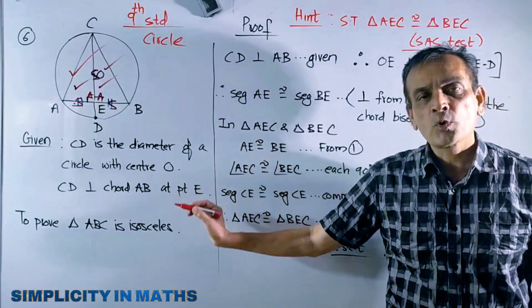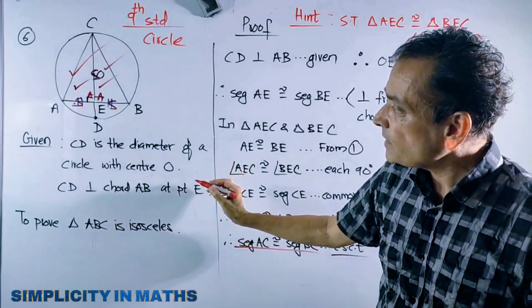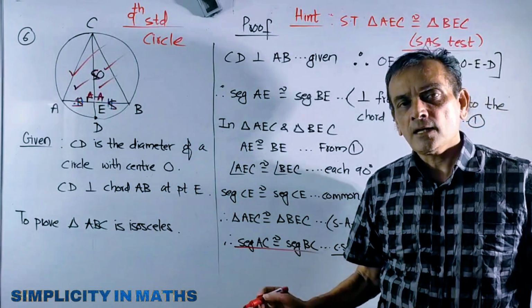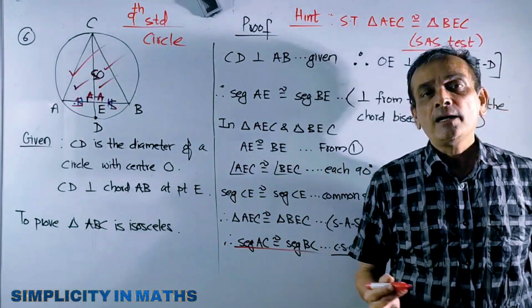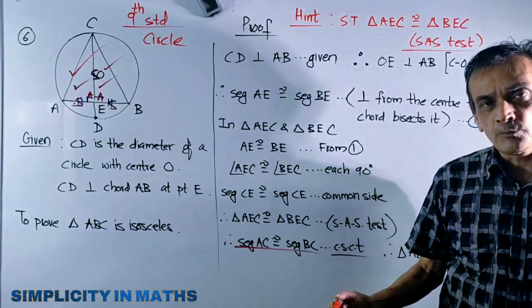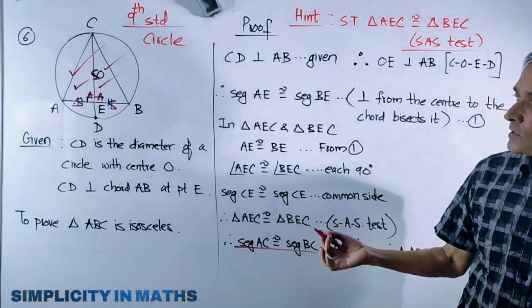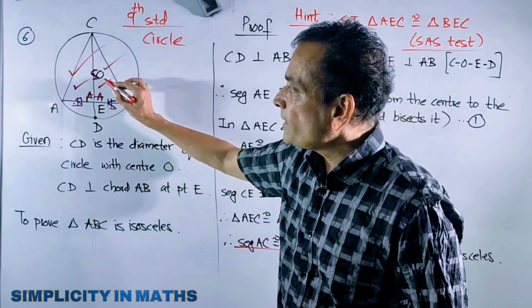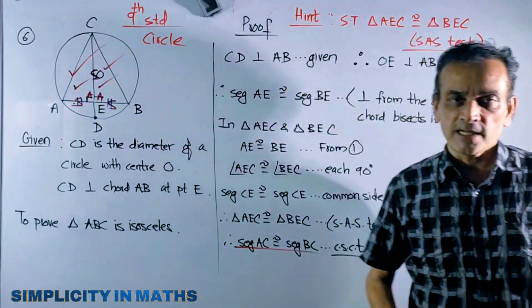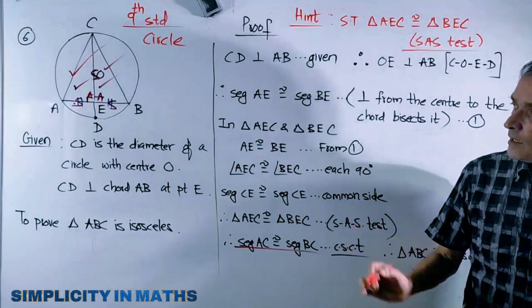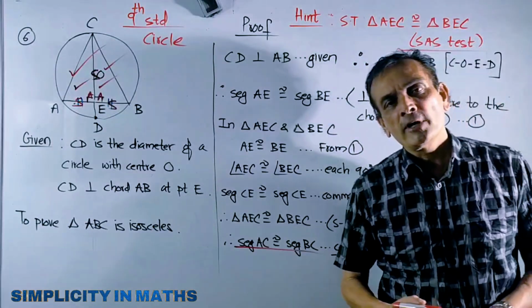This was the last problem of circle. Simple one, but we have seen about our thinking process and how to solve a particular proof. We have also learned many times perpendicular from the center to the chord bisects it. Study well, do well. That will be all for today.